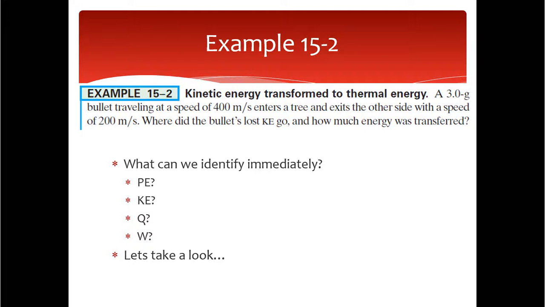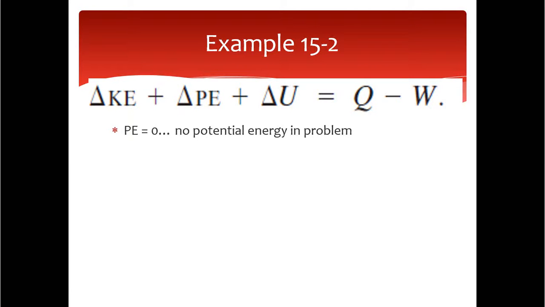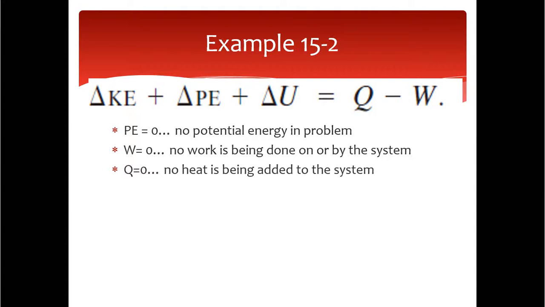Well, we can immediately identify a number of variables: PE, KE, Q, and W. So let's take a look at how we would do that. First of all, the object is moving, so there's no potential energy involved, which means that PE must be 0. There's no work being done on the system or by the system, and there's no work values given, so the work must be 0 as well. There's no heat being added to the system. This is not necessarily a thermodynamic state in question, so Q must be 0, which means we are left with kinetic energy and internal energy.